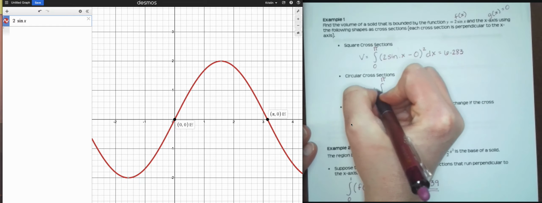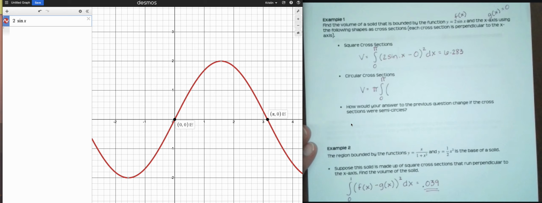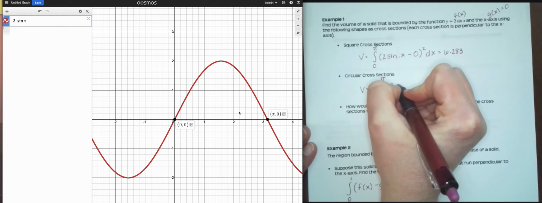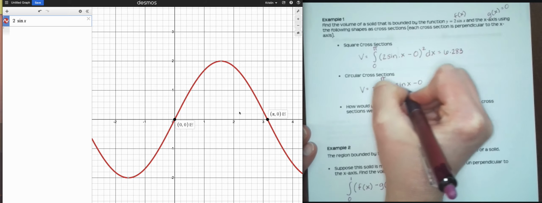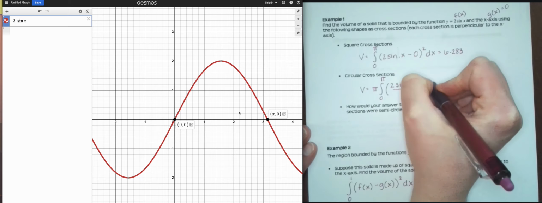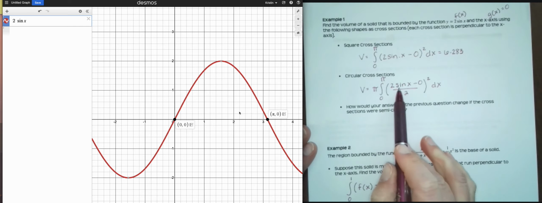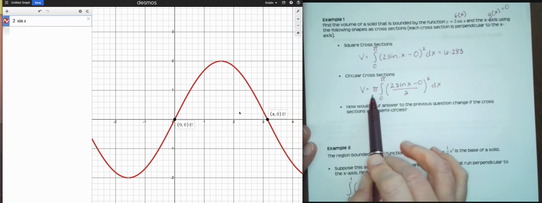And we want to do pi times the radius squared. Now my radius is half of this distance from here to here. We said this distance is just 2 sine of x. 2 sine of x minus 0, right? And again, I'm going to write that for emphasis. We don't really need the 0. But 2 sine x minus 0 divided by 2, and then all of that squared. So here's my radius, f of x minus g of x divided by 2, squared with the pi out front.